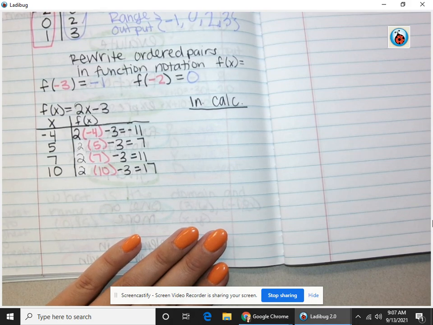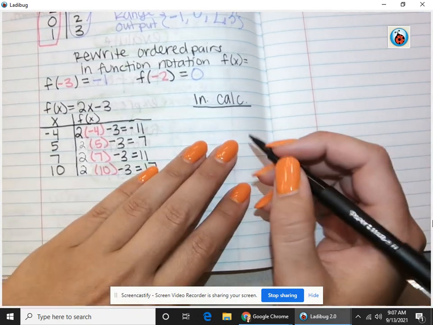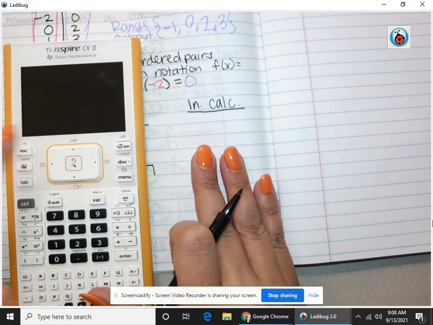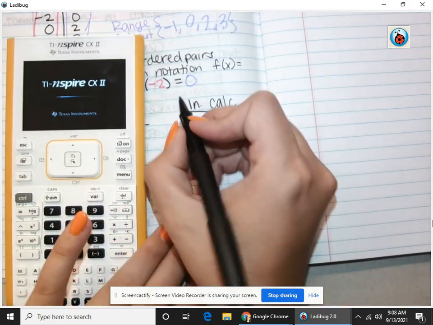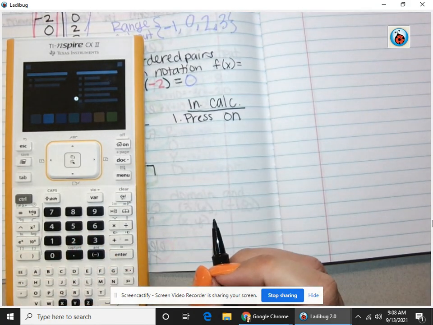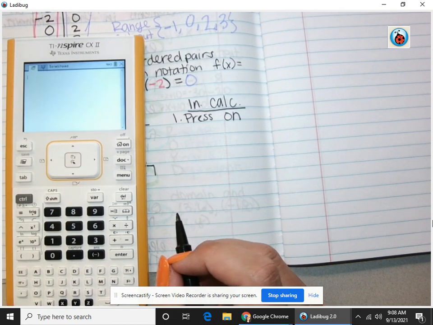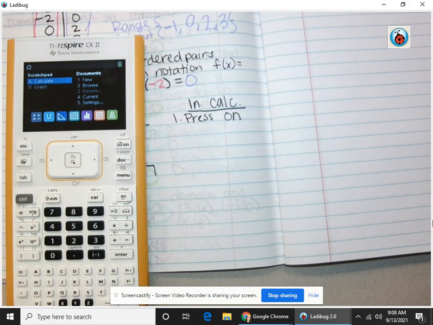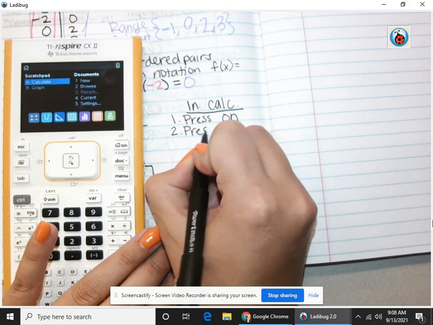Okay, so in the calculator, you're going to go to the on. I'm not going to push that. So my calculator is on. It's going to take a second to turn on. So press on. Okay, and when you're at this home screen right here, because a lot of the times you'll be in this calculate menu, and that's why it says to press on again to go to this menu. Okay, then you're going to press 1.